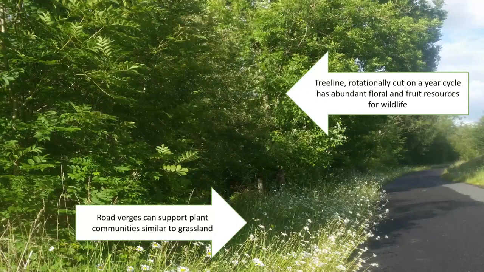And if you go along a roadside, you can find that roadside verges very much imitate nice hay meadows if they're left to their own devices and not cut or regularly fertilised. And here you can see a tree line in the background, and this tree line is rotationally cut on about a 10-year cycle. It's got abundant resources there for pollinators and for other birds and other wildlife.